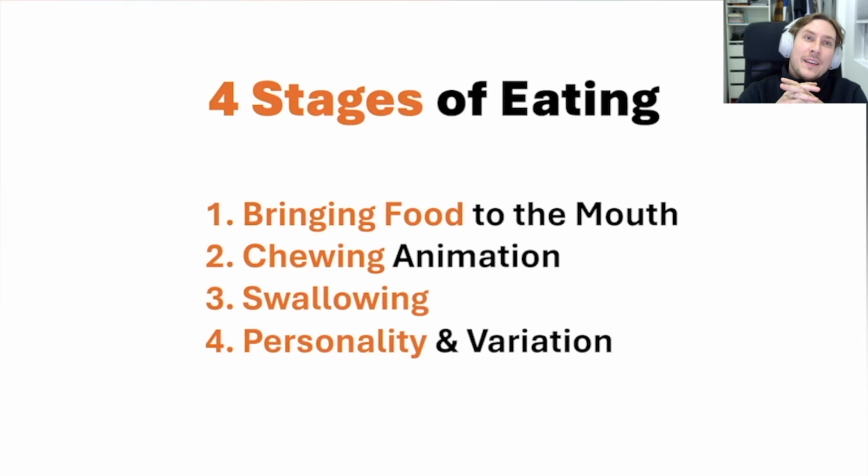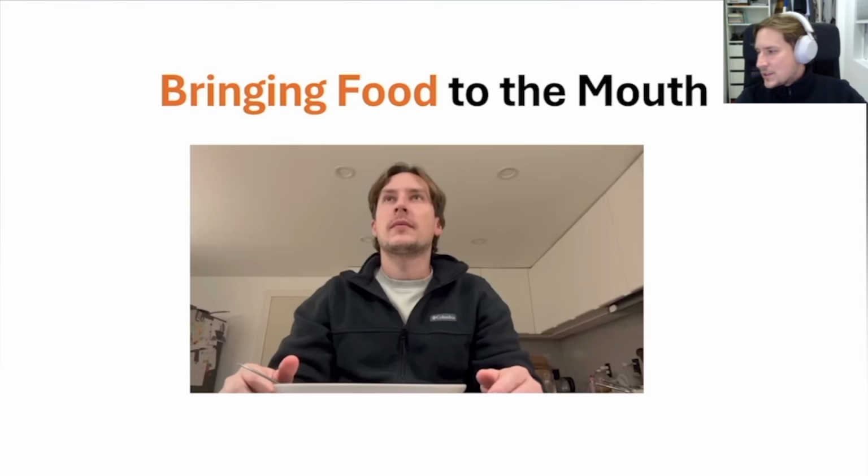While exploring the actual motions going on during eating animation, I came up with 4 stages of eating. The first, bringing food to the mouth, is basically the anticipation for our animation. The second one is chewing, swallowing is the third one, and the last but not least, personality and variation. It's basically the cherry on top, where the character reacts to the food that he or she just ate. Okay, so let's quickly discuss each of those stages in detail.